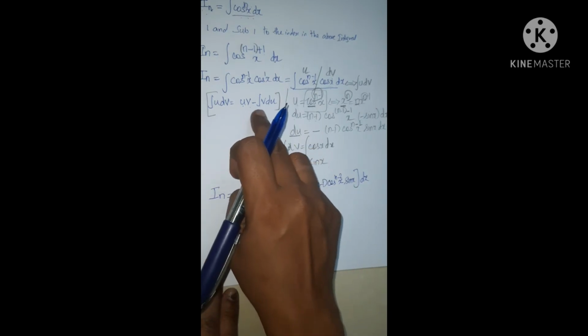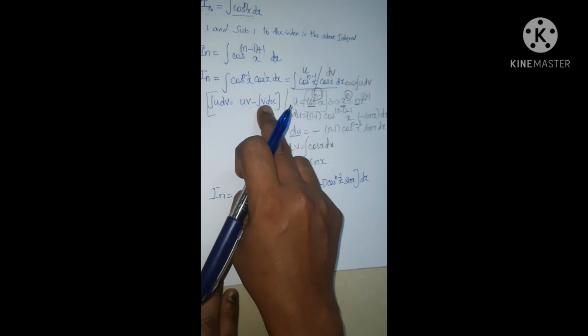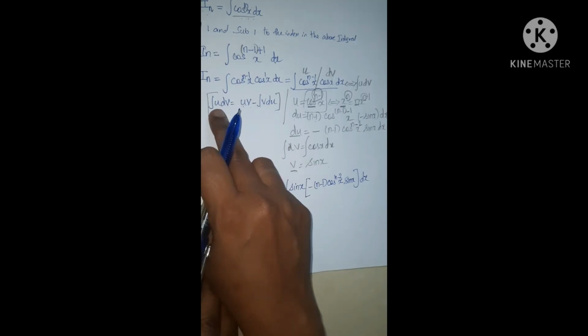Why do I have to substitute in this formula? Because this is the formula for the product of two functions by the parts method. Why is it a product of two functions?